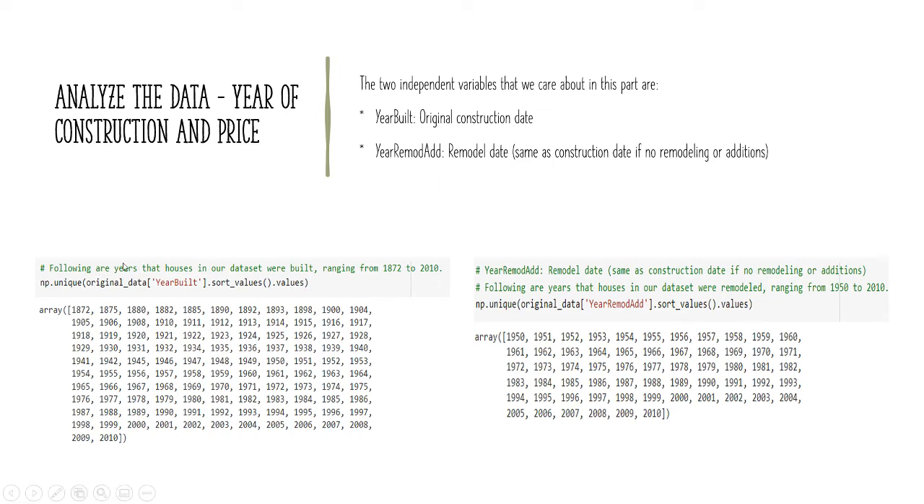So following we have the years in our dataset that houses were built, ranging from 1872 to 2010, and the following years are the years that houses were remodeled, ranging from 1950 to 2010.